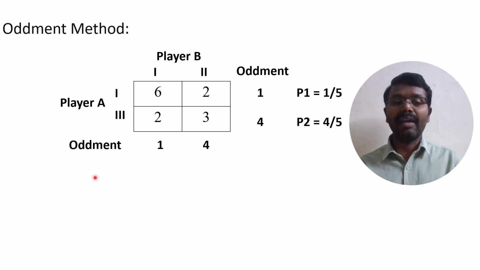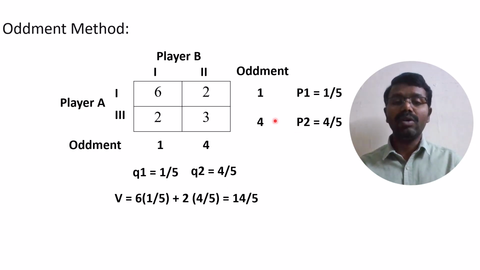And in a similar manner, Q1 and Q2: Q1 is equal to 1 by 1 plus 4, that is 1 by 5, and Q2 is equal to 4 by 1 plus 4, so that becomes 4 by 5. And the value of the game V is equal to 6 into 1 by 5 plus 2 into, sorry, 4 by 5. So the value of the game V will become 14 by 5.